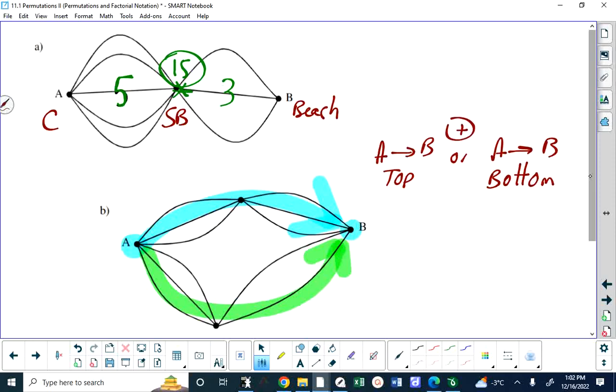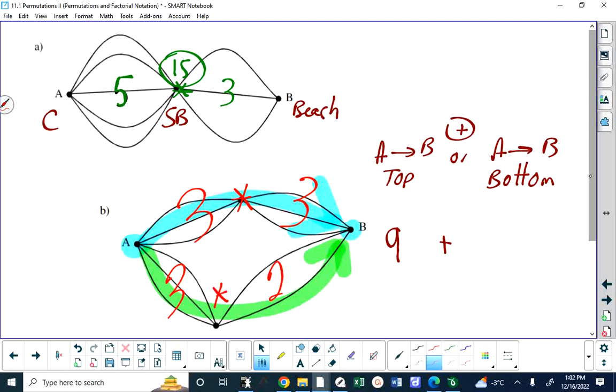So we're going to do the same thing with A to B through the top that we did in part A of this question. There are 3 options to get to that midpoint. There are 3 options to finish the task. So there are 9 options from A to B along the top set of paths. Plus, because it's or, we do the same thing on the bottom. There are 3 options here, but there are only 2 options there.